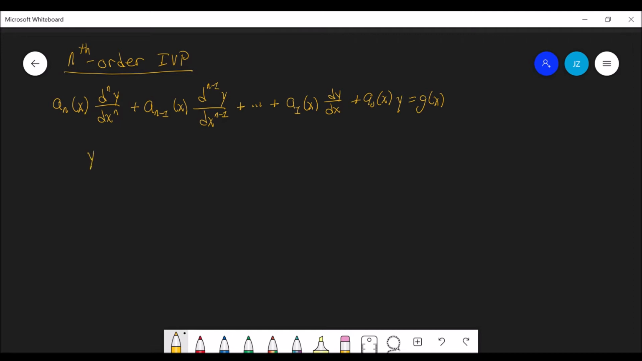conditions y of x naught equals y naught, y prime of x naught equals y1, so on and so forth, y^(n-1) of x naught equals y sub n minus 1.